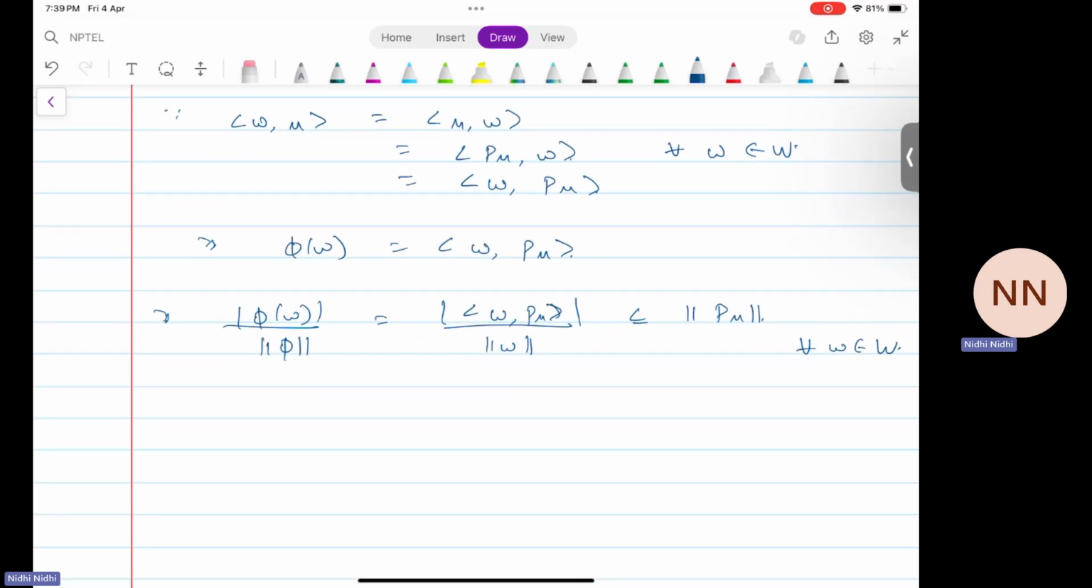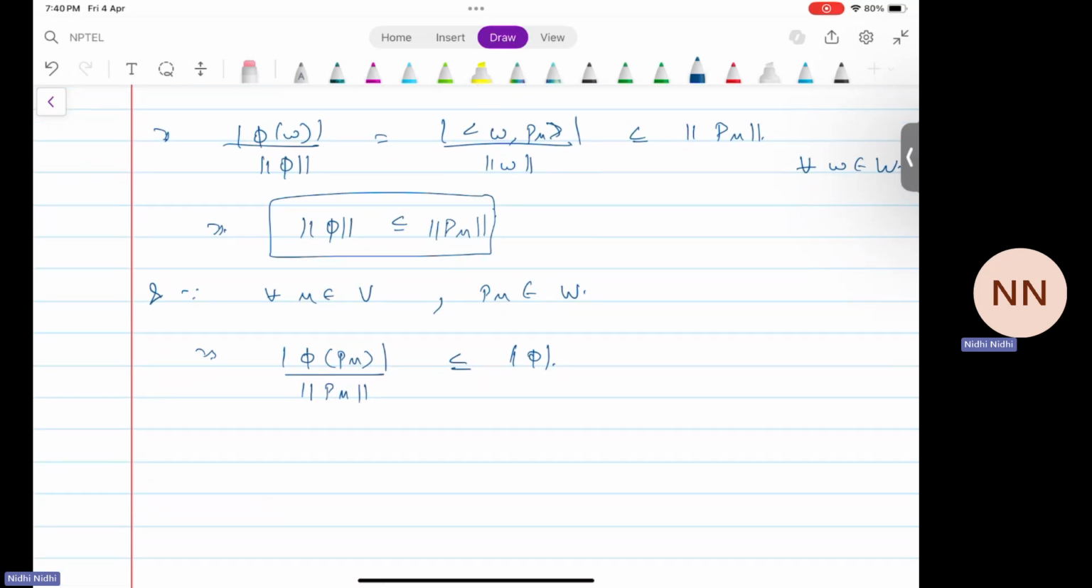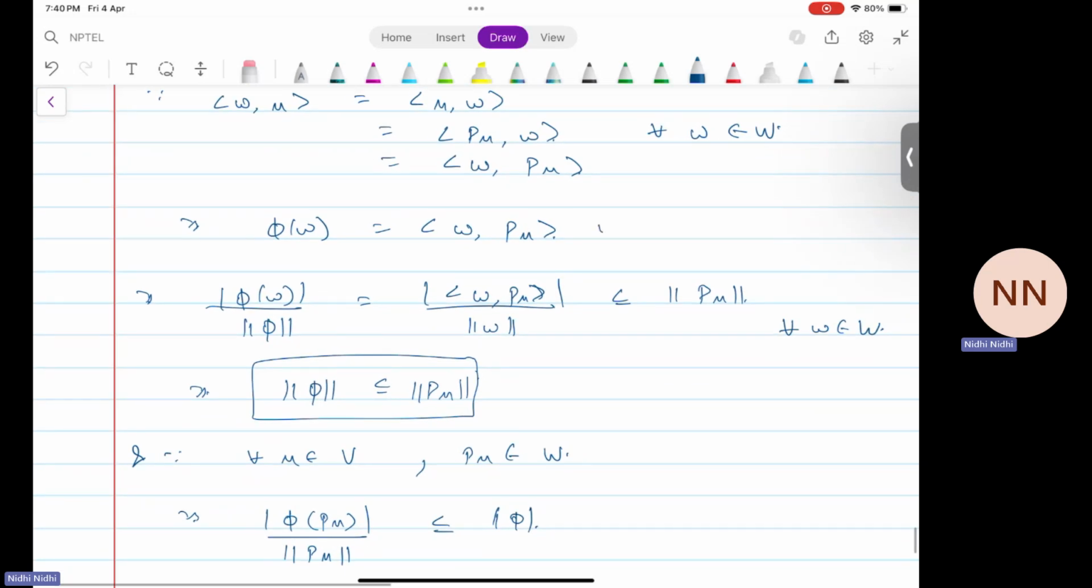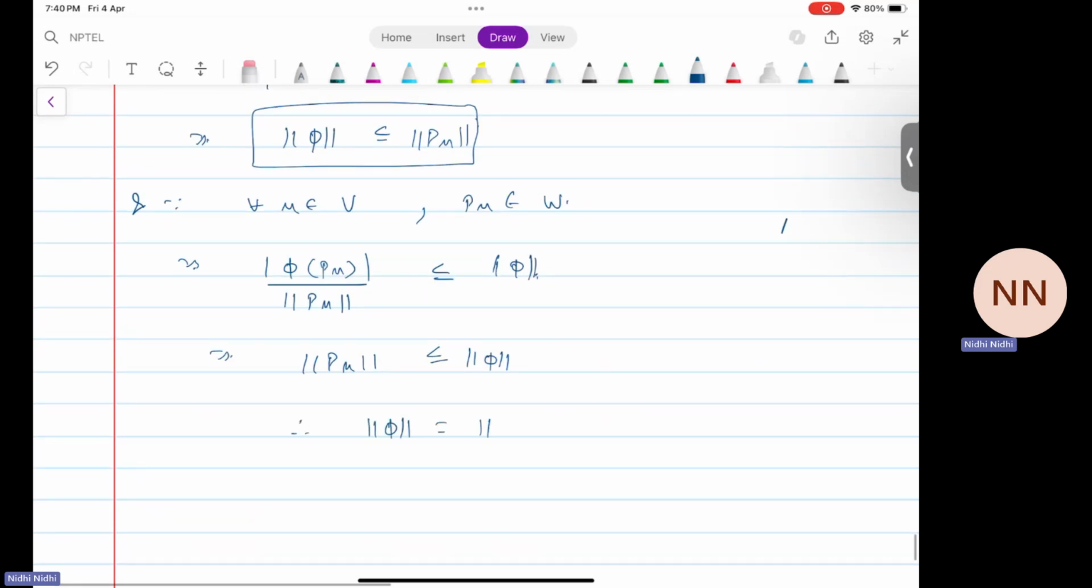So from here you get that norm phi is less than or equal to norm Pu, and since for every u belonging to V, Pu belongs to W, then mod phi of Pu divided by norm Pu is obviously less than or equal to norm phi. And phi of Pu is nothing but norm Pu squared. So this is just norm Pu less than or equal to norm phi. And hence norm phi is equal to norm Pu.